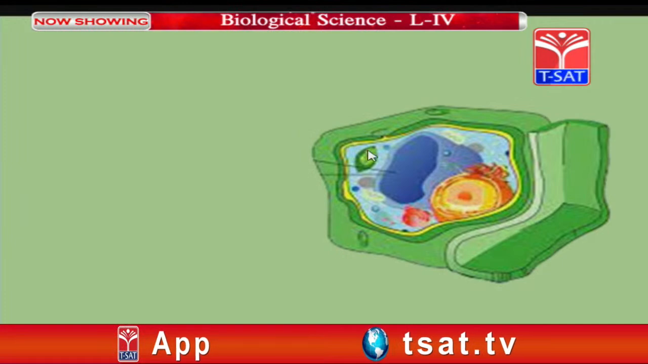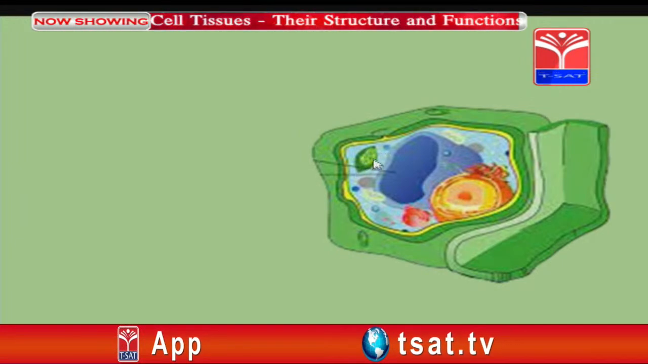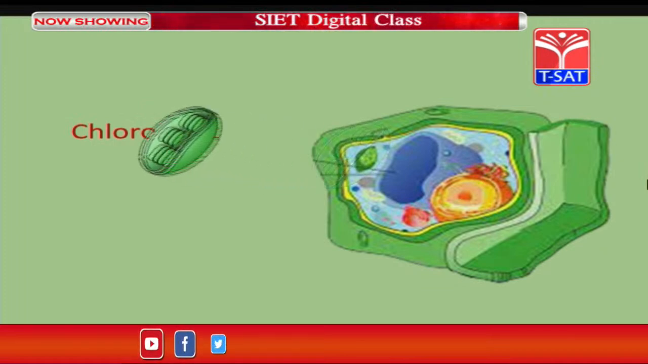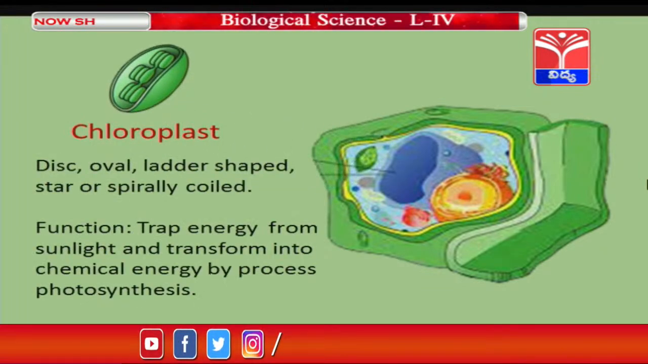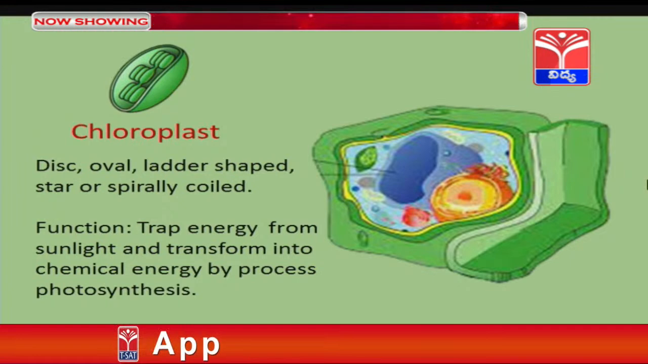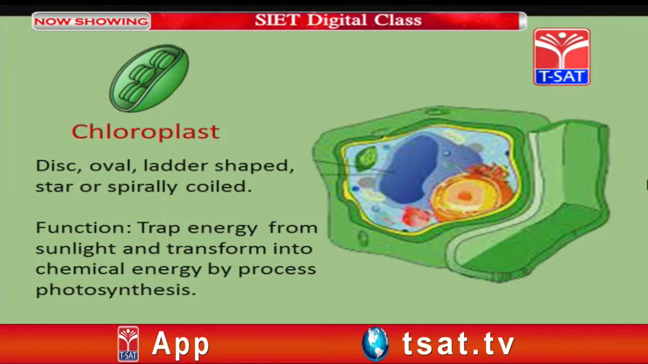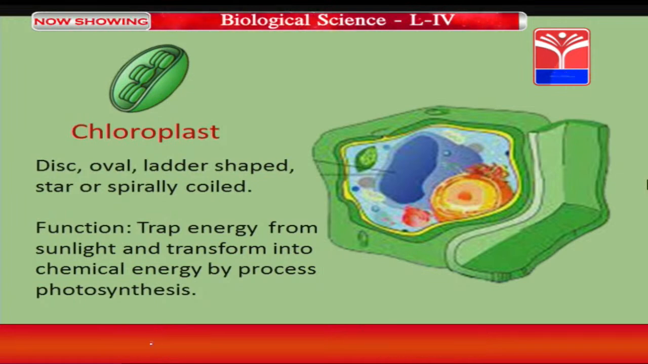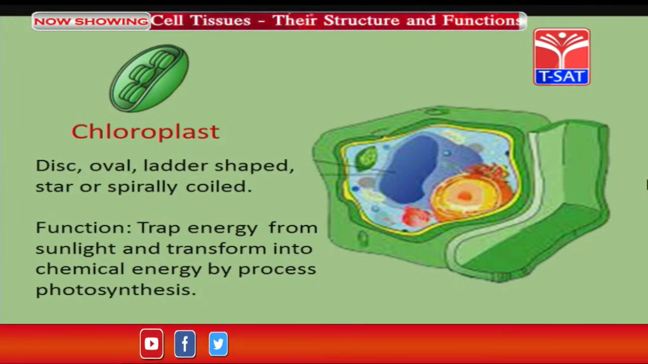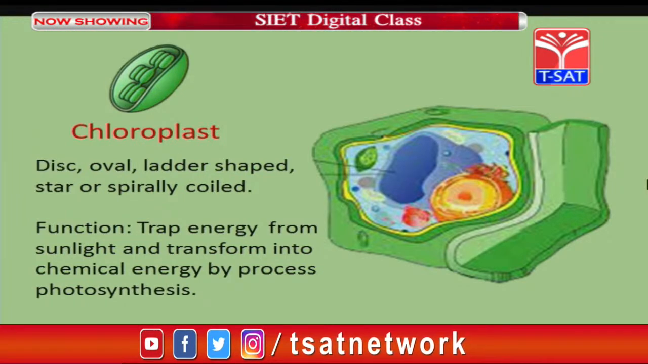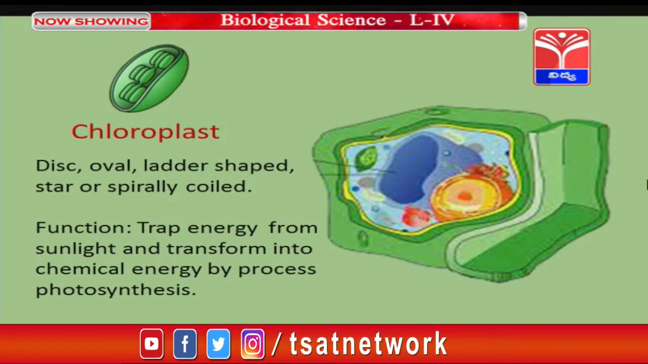Now, here you can observe one more organelle, green in color, chloroplast. Chloroplasts are in different shapes. They are disc, oval, ladder shaped, star or spirally coiled. The main function of the chloroplast is to trap energy from sunlight and transform it into chemical energy by the process of photosynthesis.